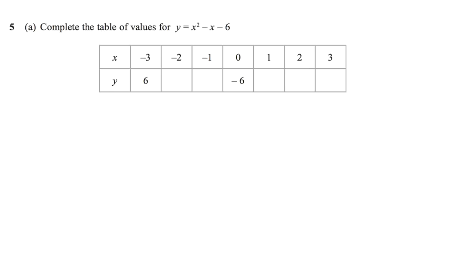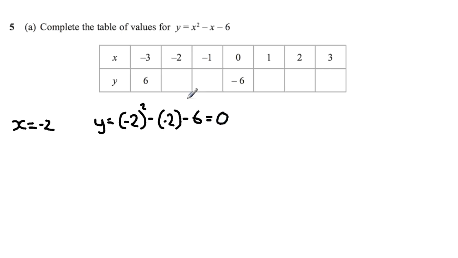Complete the table of values for y equals x squared minus x minus 6. So when x equals negative 2, I'm just going to substitute it into this equation to give us the value of y. So y equals (minus 2) raised to the power of 2 minus (minus 2) minus 6 equals 0. Okay, so the first box over here should be 0.